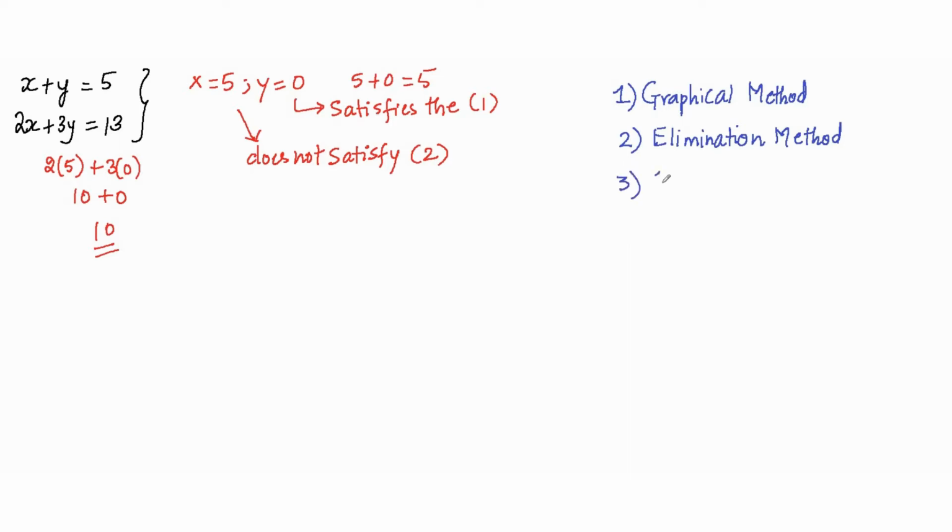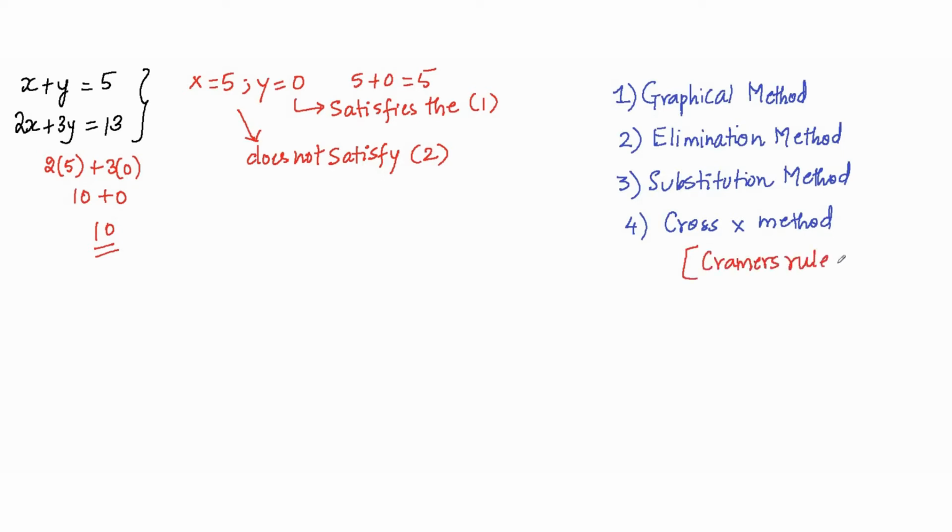And then using the known variable, we find the unknown one. The third method is the method of substitution. Then there is the cross multiplication method. And there is another method which is equivalent to this cross multiplication method, and that is called Cramer's rule. Okay. So we will now discuss the graphical method, the elimination method, and Cramer's rule in this particular segment.